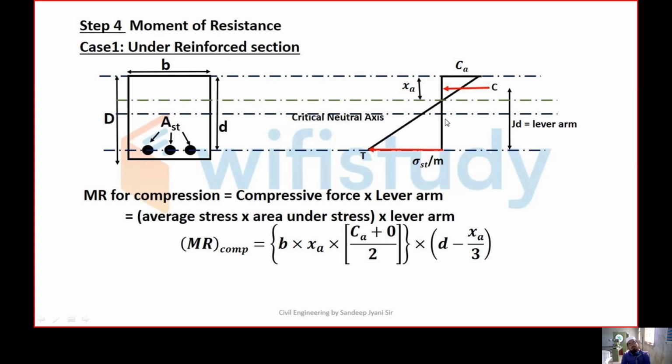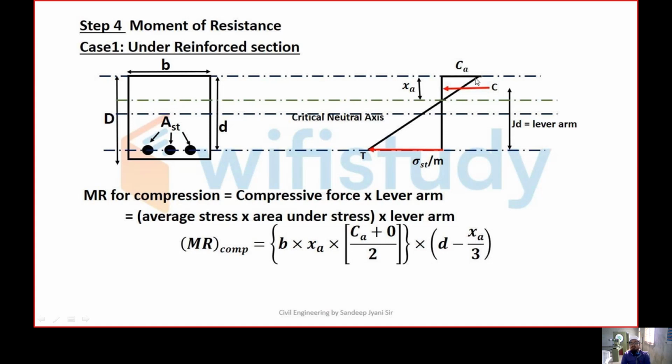So with the help of the critical depth of neutral axis, we cannot say that compression and tension will be equal to 0 here. Only with the help of the actual depth of neutral axis can we say that compressive and tensile forces will be 0. So here the stress diagram became like this. It is divided into two triangles. One is a small triangle and the other is the bigger triangle.